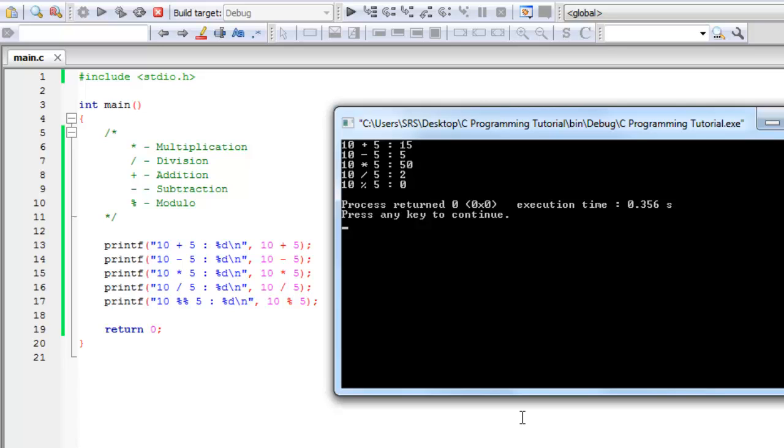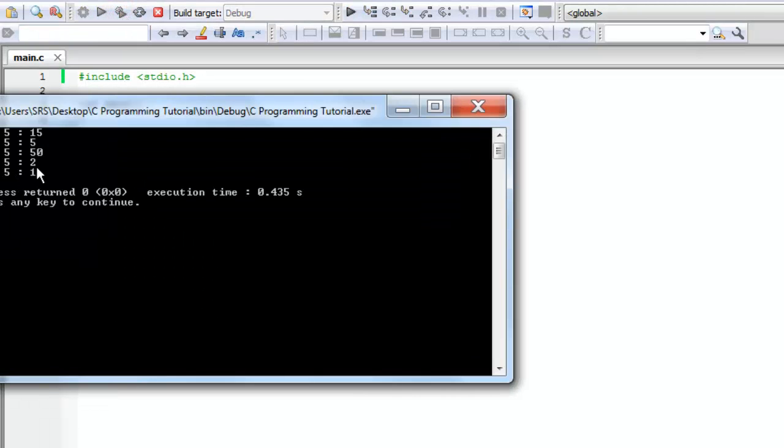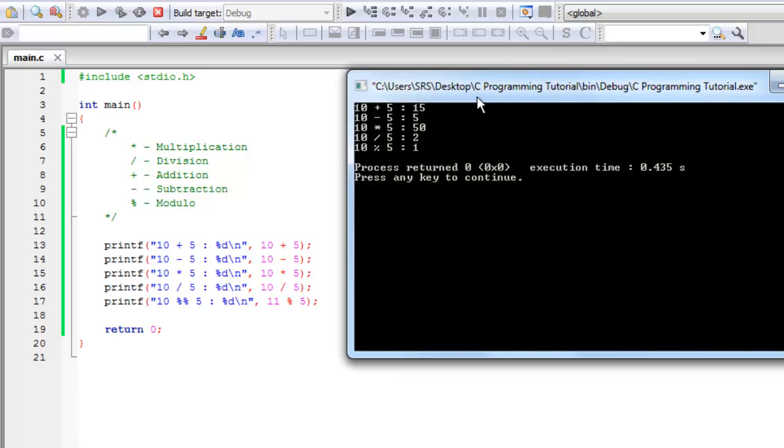So that's basically what the modulus operator is, and I'll just switch it up so you can see. Let's do 11 modulo 5, and we should get 1, I believe. Yes, there we go. Because 11 divided by 5, you get 2, and you get a remainder of 1.